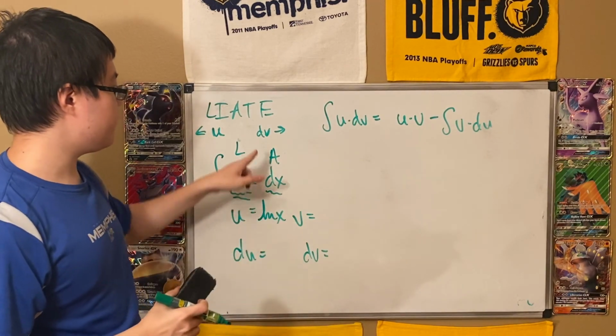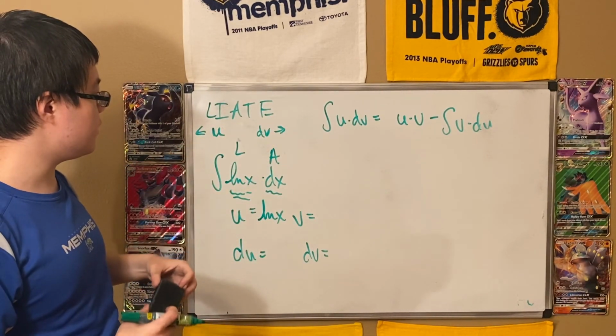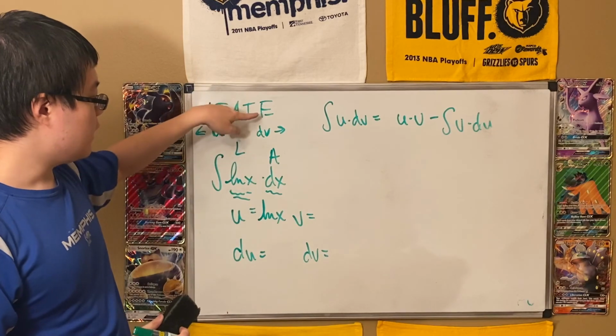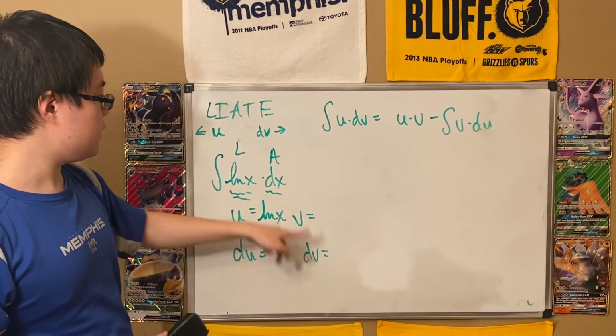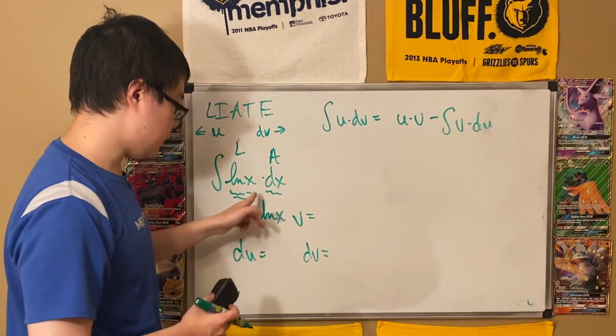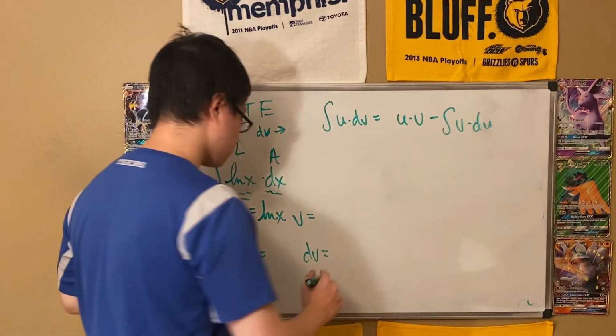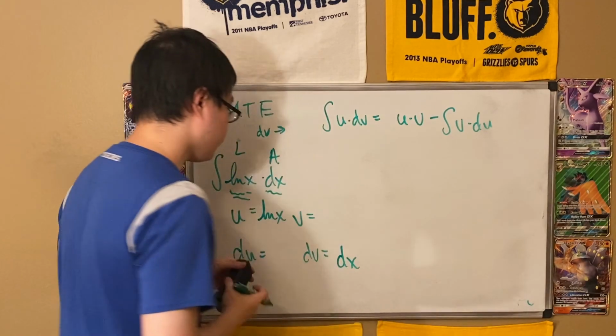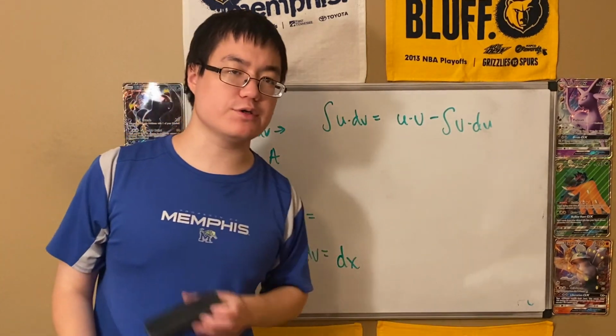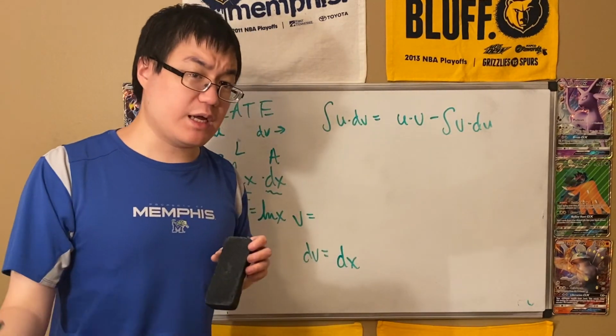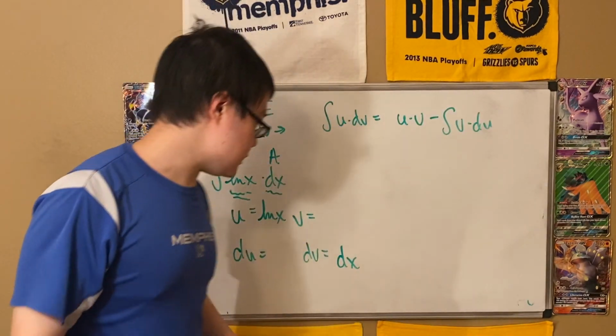What's going to be my dv? Well, it looks like it is going to be just dx. The other thing, because it's closer towards the right side, because it's algebraic, dx. So then once you have this, again, all of your choices should be made for you. You don't have to think about anything, you just carry out the process.